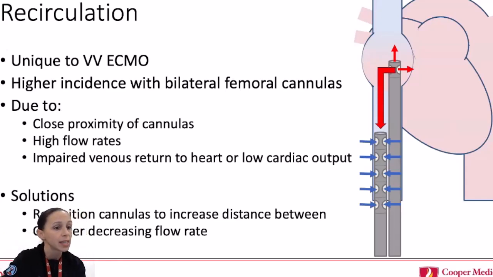So how do we fix it? Get out the ultrasound and try to reposition under ultrasound. In the moment, actually going down on flow, you're going to recirculate less. This is a unique scenario where turning down the flow rate in the ECMO circuit will actually improve your oxygenation, because you will steal less oxygenated blood from the patient.